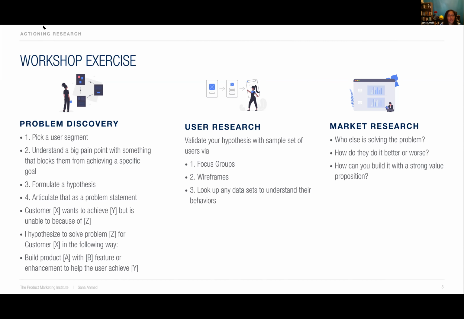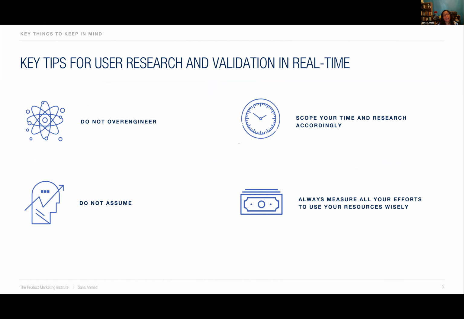So if you can do these three things and set yourself up for the Protothon, you will be at a good start here to begin your race, if you will. One last thing I just wanted to mention here. Key tip for user research and validation in real time is do not over engineer. There's so many different data points. There's so many different questions you can be asking. Just like the Protothon, in real life you will have a limited amount of time to figure things out as a product manager.